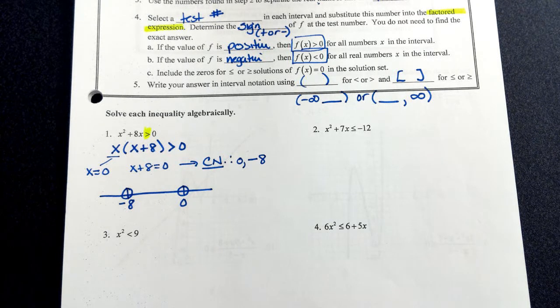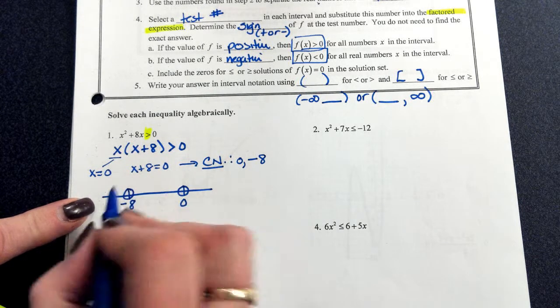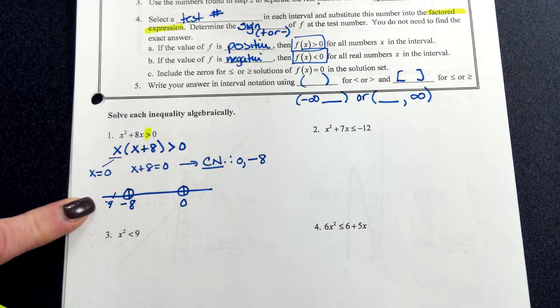So I have to pick a test number in each interval. You never use one of the critical numbers. Always use a number in the interval. Any number, eeny, meeny, miny, mo, pick a number less than negative 8. So I'm going to pick negative 9. Could I pick negative 10? Yes. Could I pick negative 11? Yes. Could I pick negative 100? Yes. Any number less than negative 8. If one of them is positive or negative, they all are.